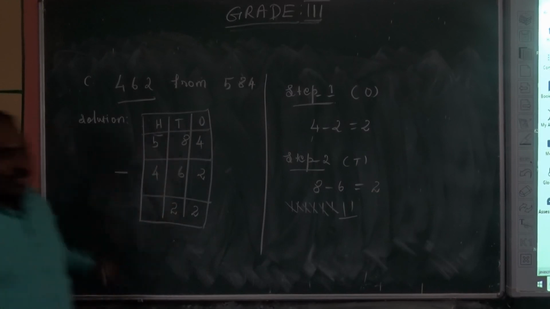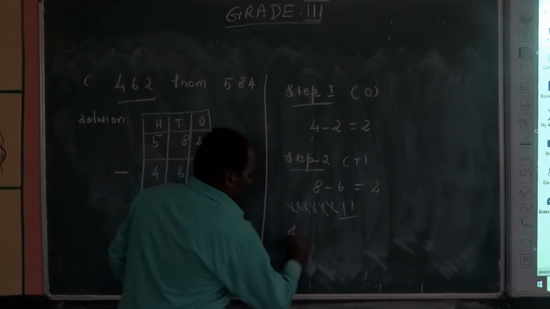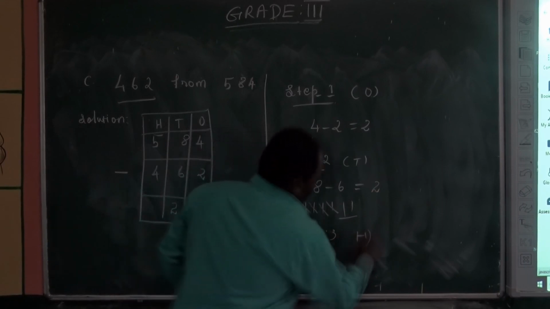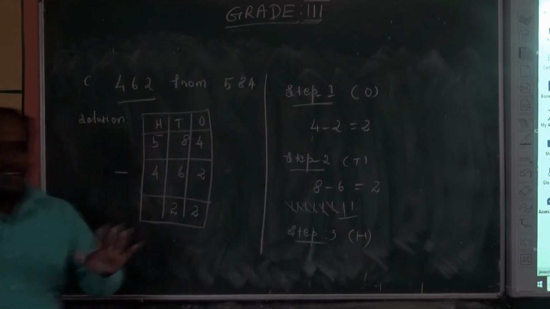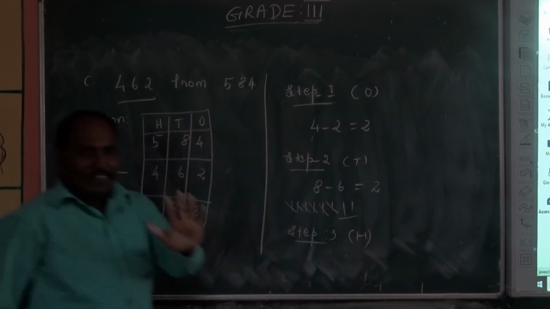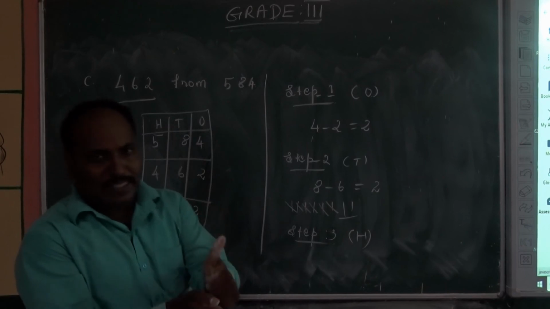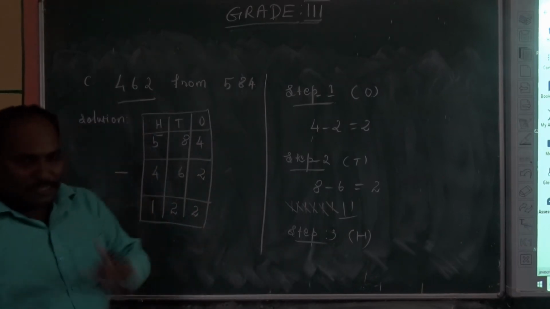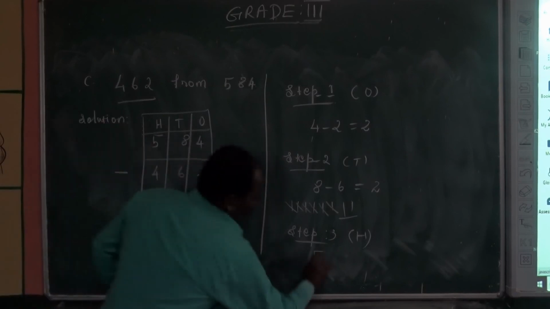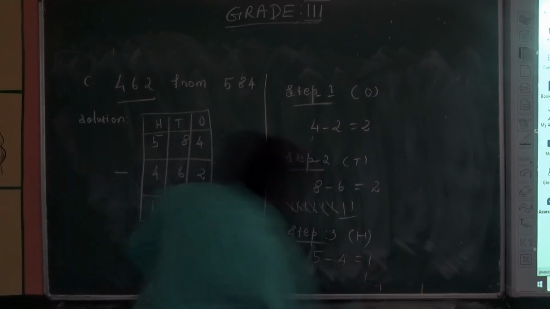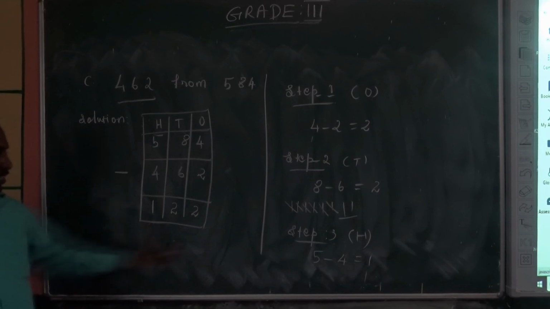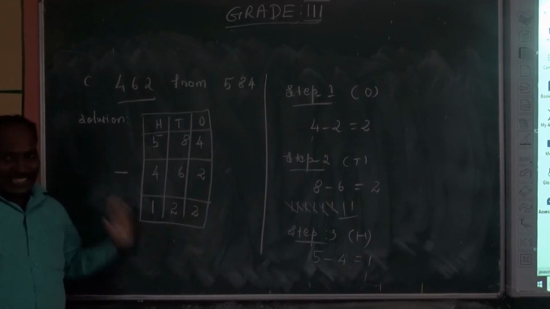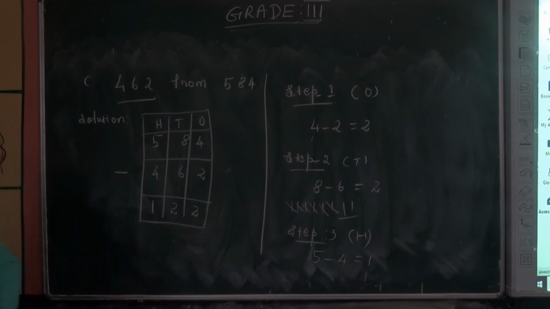The next one, we go to the hundreds place. Step 3. Here our hundreds place is 500 and 400. 500 minus 400 means 100. 100 we write in the hundreds place. So our difference is 122.